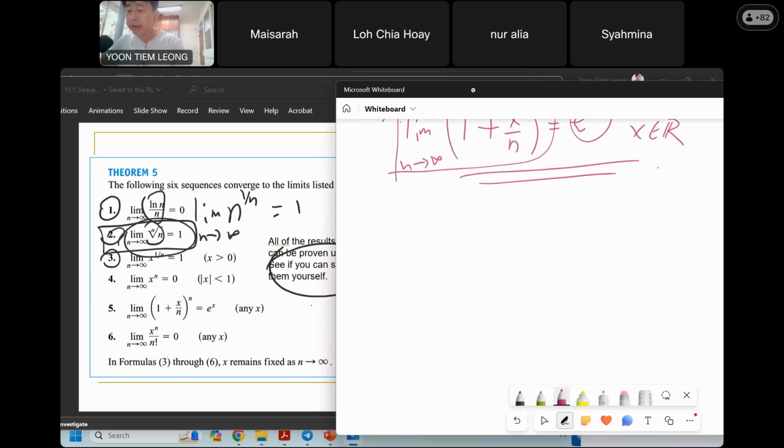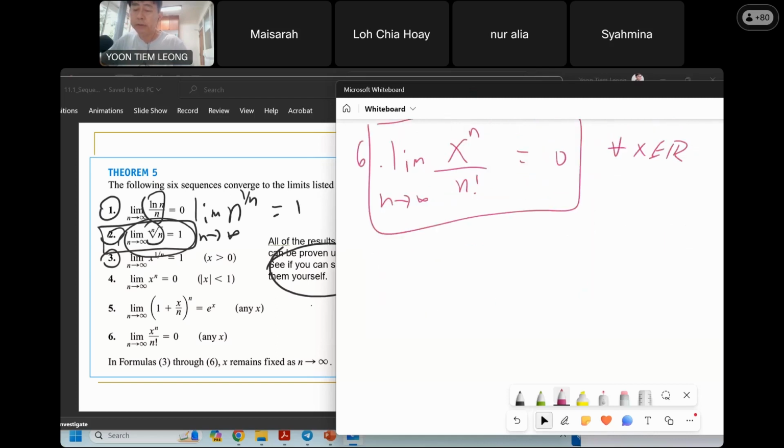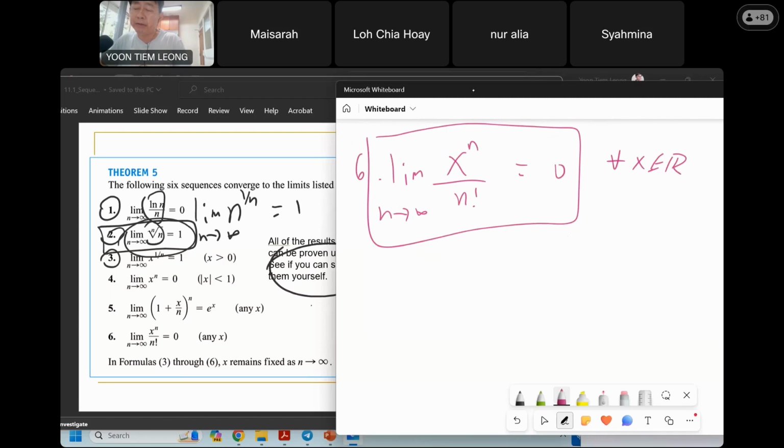Then the sixth item is that if you have a sequence which is x^n over n factorial, the limit of this sequence when n goes to infinity is equal to 0 for all real values of x. So in other words, if you have any number that you think of, say for example 3.5, then you can raise 3.5 to the power of n.